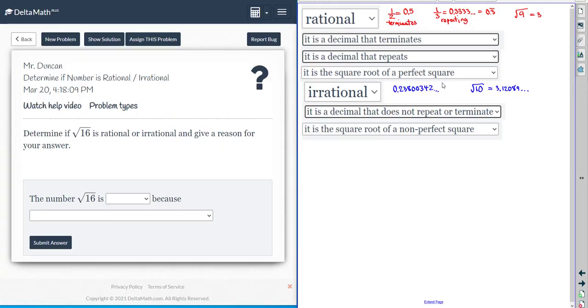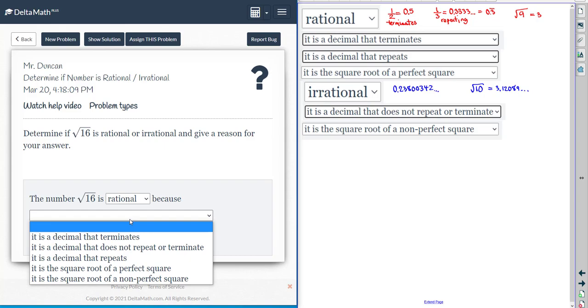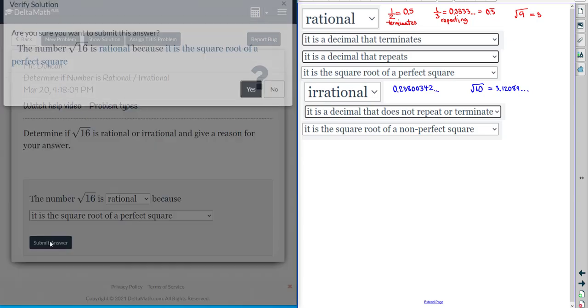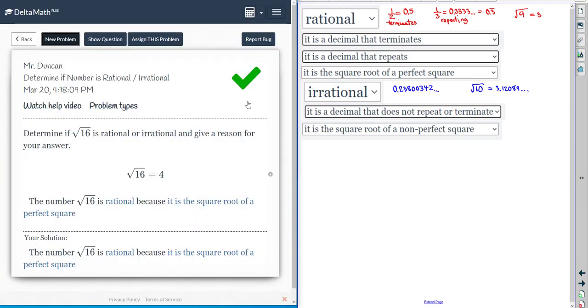Okay, so we've got our notes out here to the side. Let's look at these numbers. Determine if the square root of 16 is rational or irrational. Well, let's see. So let's take a look over here. If it's a perfect square, it's considered rational. So the square root of a perfect square. Whereas if it's the square root of a non-perfect square, it's irrational. So that's a perfect square. So I'm going to go ahead and say it's rational, and that it is the square root of a perfect square. And we're good to go.